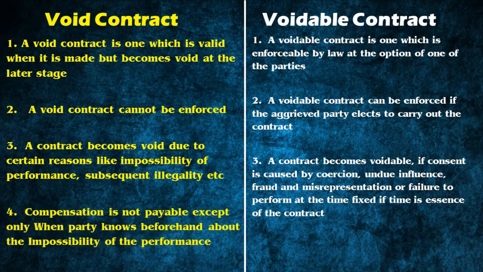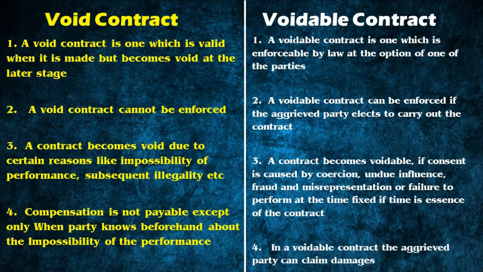Last but not the least, 4. Under a void contract, compensation is not payable except only when party knows beforehand about the impossibility of the performance. Whereas, in a voidable contract the aggrieved party can claim damages.